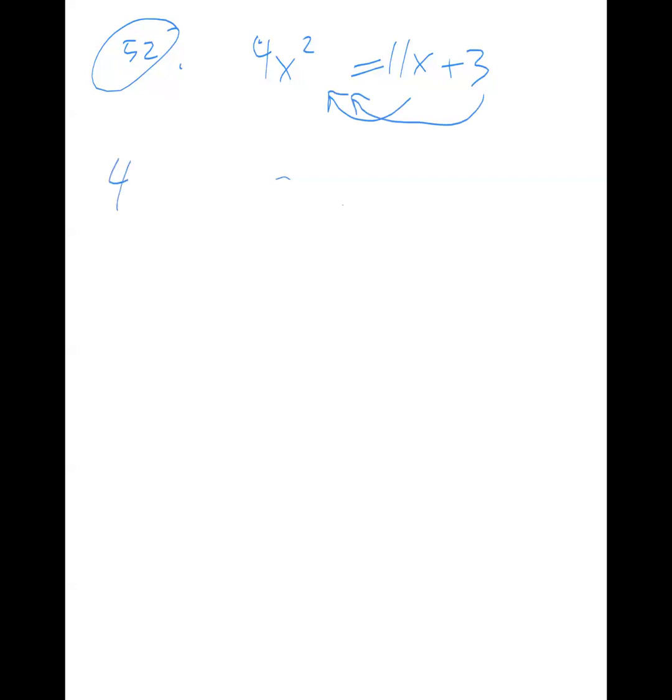What happens when you move a term from an equation to the opposite side of the equation? It switches signs. So if it's positive, it changes to negative. And if it's positive, it also changes to negative again. So we're gonna get 4x squared minus 11x minus 3, and then we can factor it.